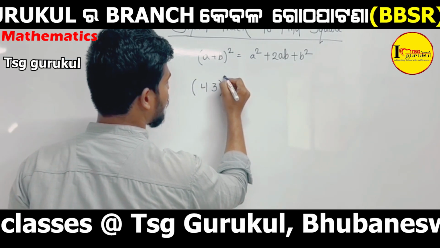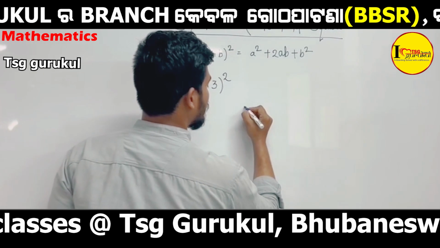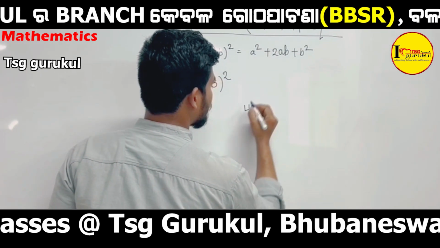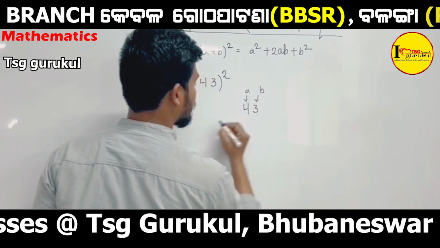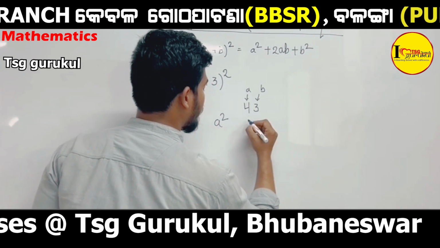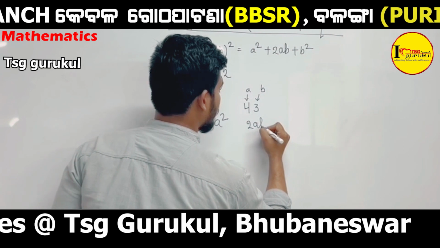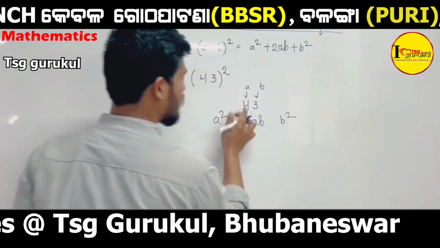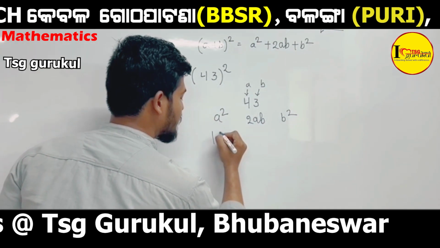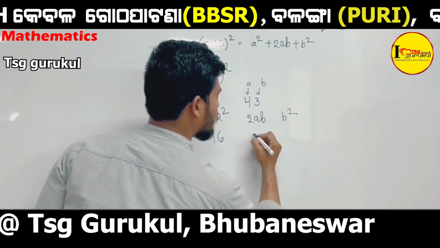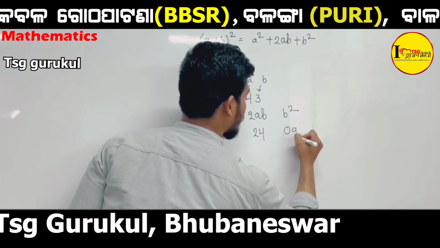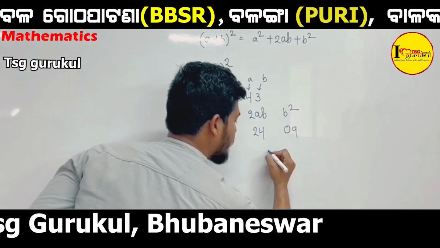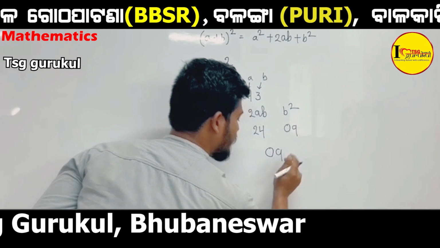Let's say I want to find out 43 square. I will consider 4 as a and 3 as b. So here I can write a square, 2ab and b square. What will be a square? That is 16. What will be 2ab? That will be 24. And what will be b square? That is 09. So I have to write it like this, 09.